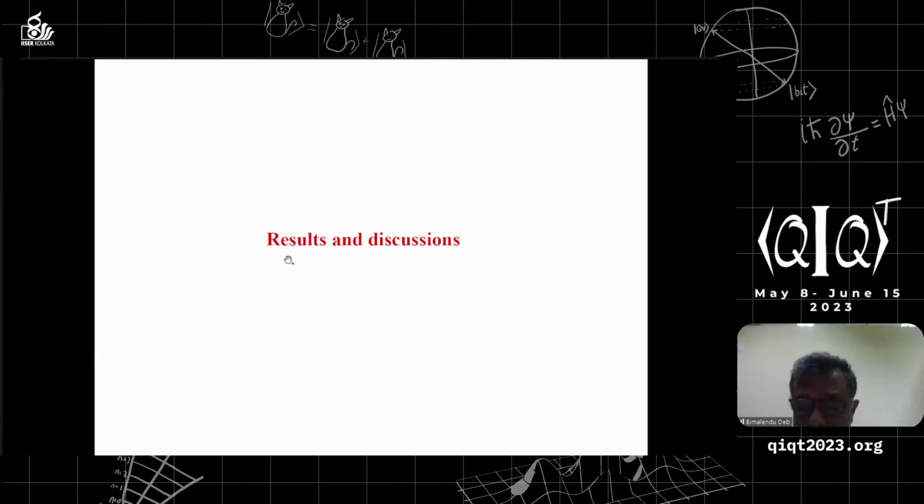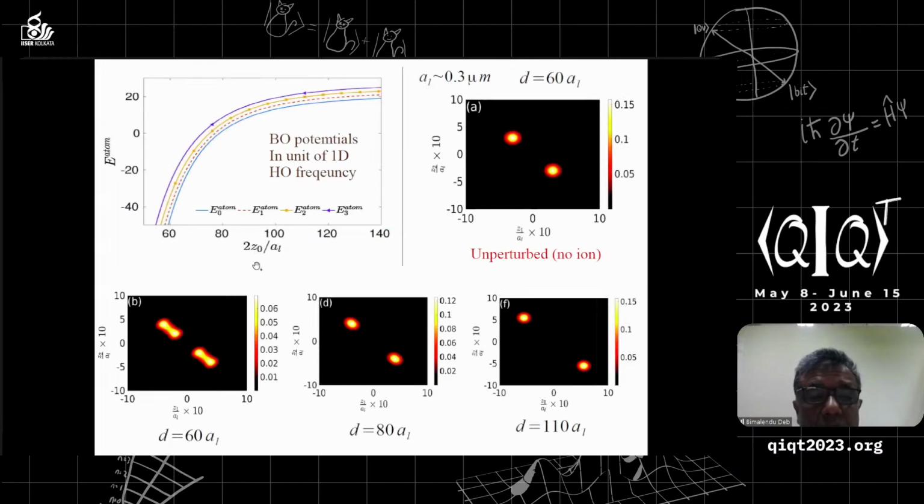So Z0 is the distance of a single atom, the center of the optical tweezer, from the center of the ion trap. We are considering a coordinate system where we take the origin at the ion trap center, and plus minus Z0 are at the centers of the two atom traps. So they are symmetrically placed on the two sides of the ion.